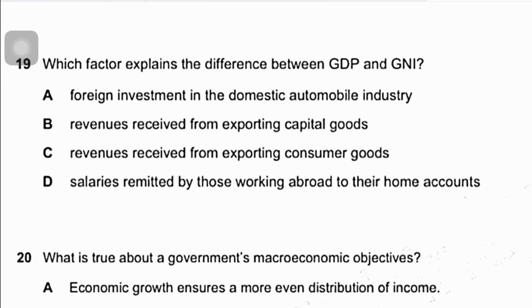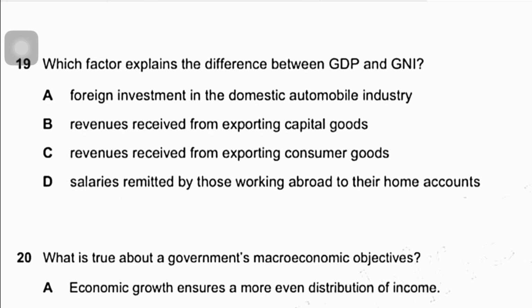A lot of students might have marked this because they might have thought that, okay, fine, foreign investment in the domestic automobile industry would mean that it is going to generate profits and maybe dividends, and so it will create a difference. While they are not entirely wrong, if you look at option A, it doesn't talk about the income that would be generated from the foreign investment. It talks about the foreign investment itself, right? And so that will not itself create a difference between GDP and GNI.